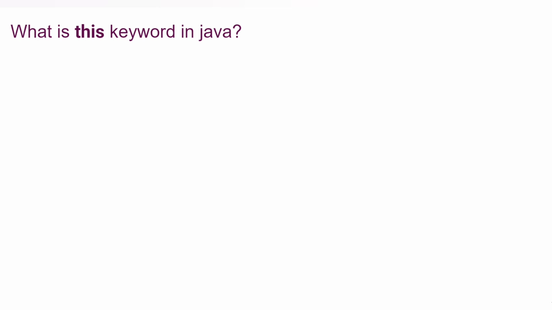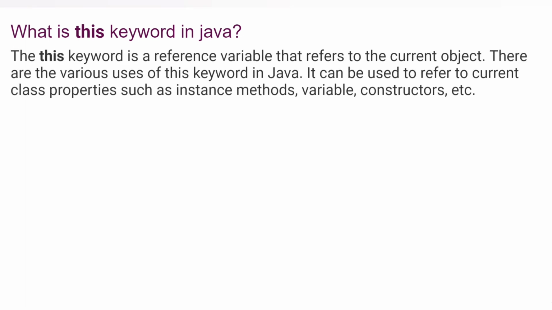So what is the this keyword in Java? Till now we haven't come across this keyword in Java. So why do we need this particular keyword? The this keyword is a reference variable that refers to the current object. So it is used to refer to the current object.